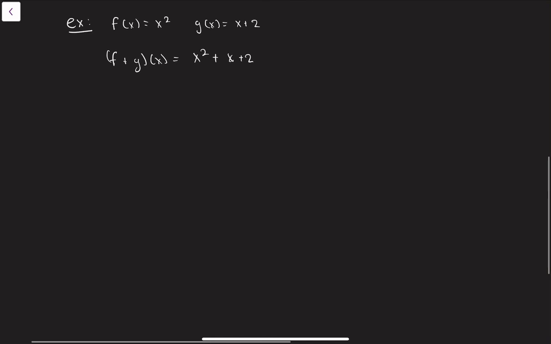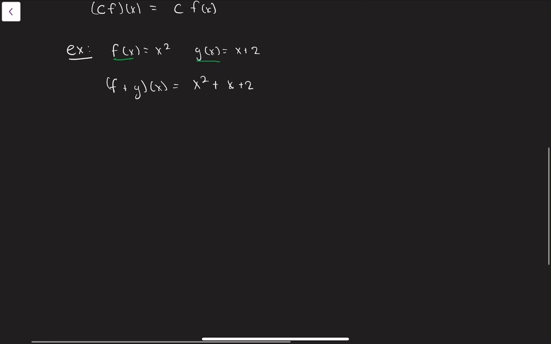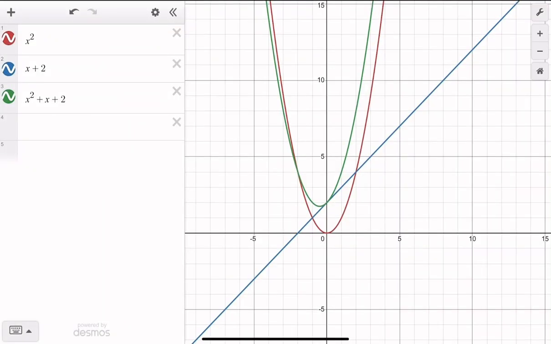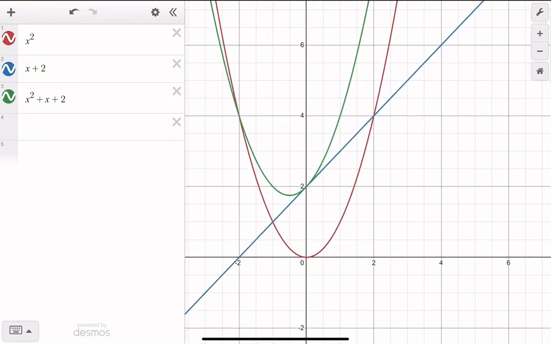But what does this look like graphically? What do f of x, g of x, and f plus g of x represent graphically? If we hop onto Desmos quickly, we can get a visual representation of what these three graphs look like. We have x squared, which is the red graph, x plus 2, which is the blue line, as well as x squared plus x plus 2, which is our summation, f of x plus g of x, as the green line. We can see that the green line, our summation function, is just the summation of the values of f of x plus g of x.